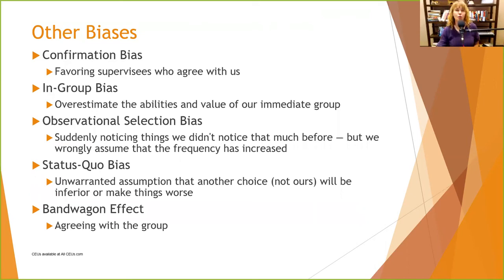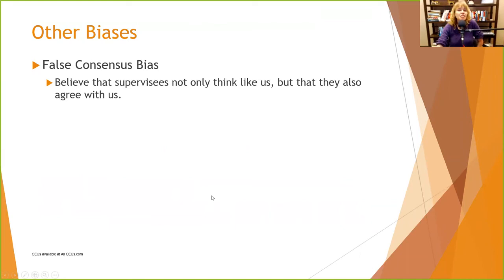And the false consensus bias, where we believe that supervisees not only think like us, but they agree with us. So we're assuming that what we would do in a session, they will do in a session, and what we suggest, they agree with. That doesn't happen all the time. I can tell you that one. So we want to make sure that we are eliciting from the supervisee, what are you thinking? We're trying to figure out and learn their rationale and their approach.